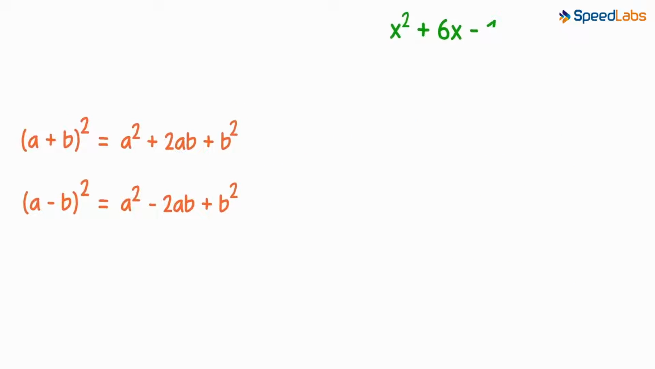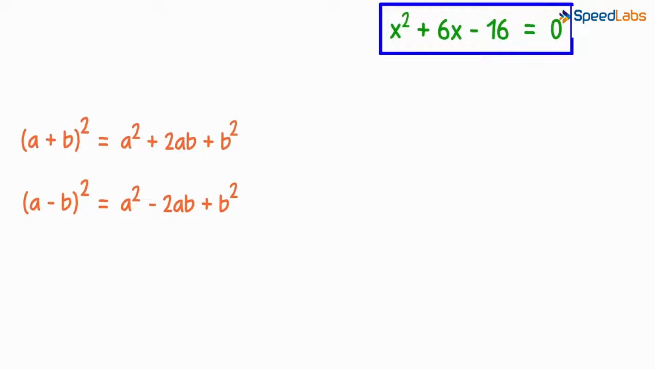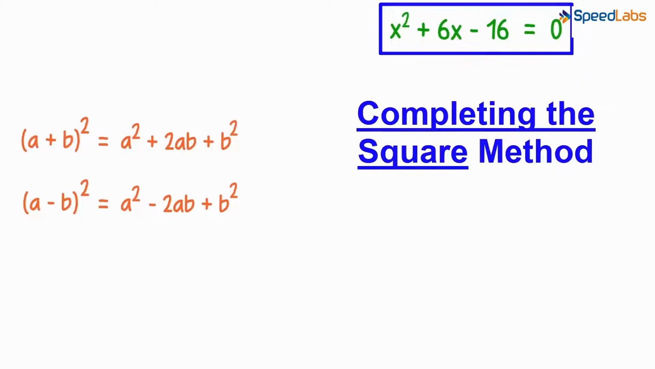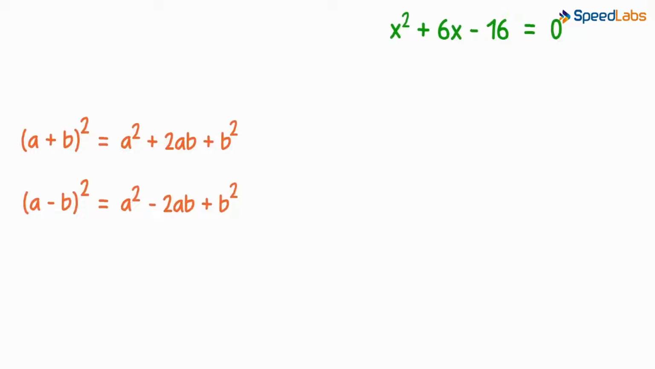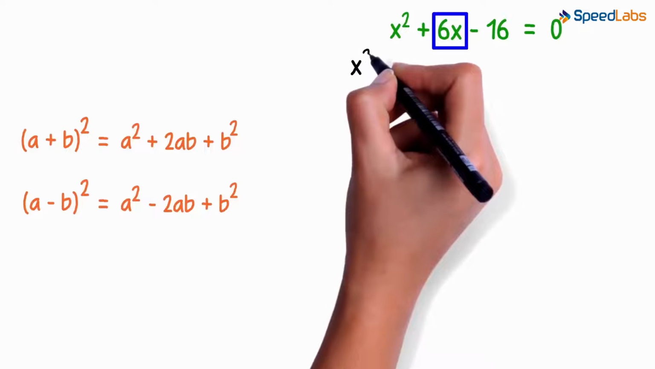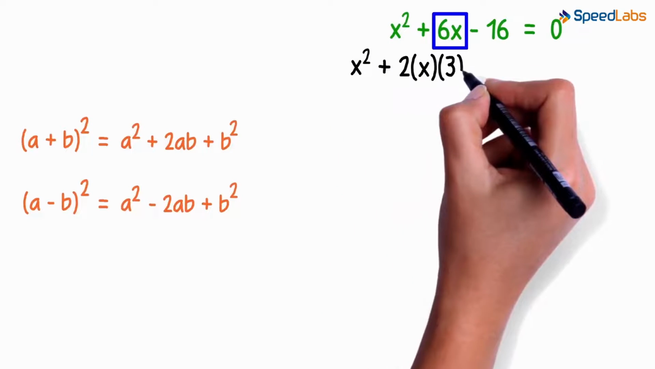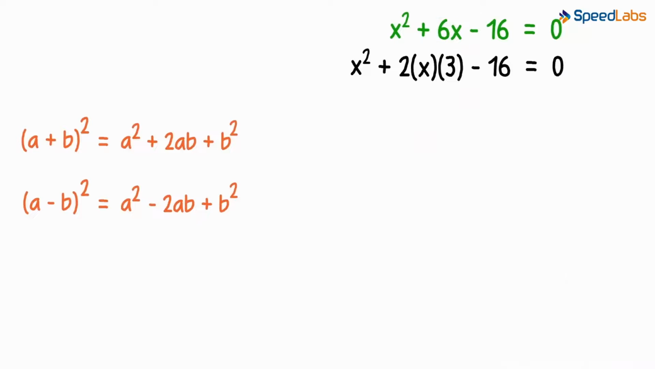Here's your first quadratic equation which needs to be solved using completing the square method. The first step should be to just look at the variable part which is x squared plus 6x. Now we write this term in the form 2ab. Here a is x and we don't know what b is. We can write it as x squared plus 2 times x times 3 minus 16 equals 0. Now that we've written it in the 2ab form, we know what b is. It's 3. So to form a perfect square, we can add 3 squared to this.